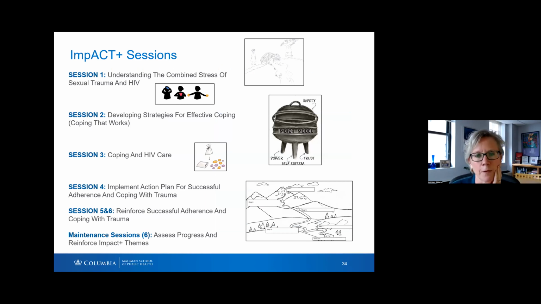So this is just a visual of the topics of the 6 sessions of the intervention that we're doing, and you can see that it begins with trauma, sexual trauma, and HIV, moves into the coping model, how coping can be related to HIV care, and then really directly linked to coping strategies as it relates to adherence.